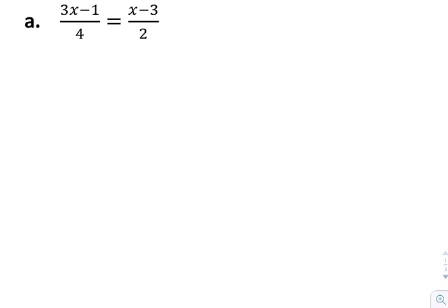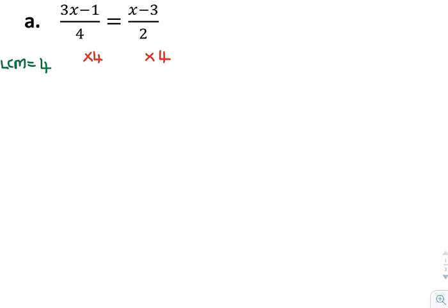The first step in doing this is to find the lowest common multiple of 4 and 2, which is 4, and this is what we start by multiplying by. We multiply by 4 so as to get rid of the fraction, so 4 divided by 4 will give us 1, and 4 divided by 2 will give us 2.